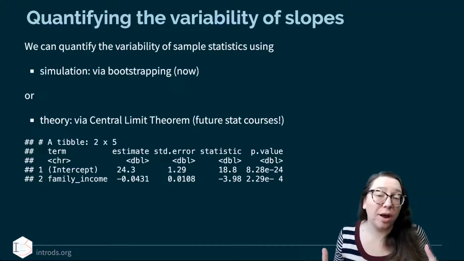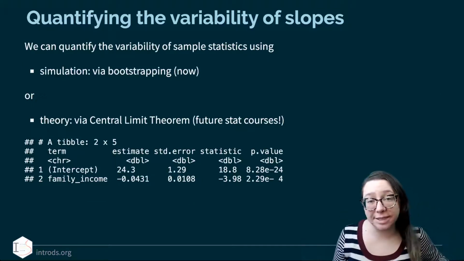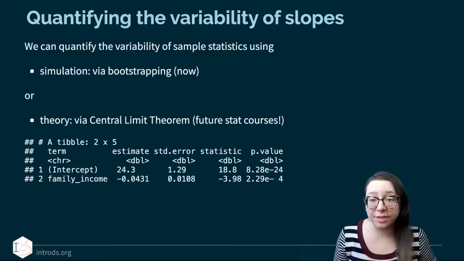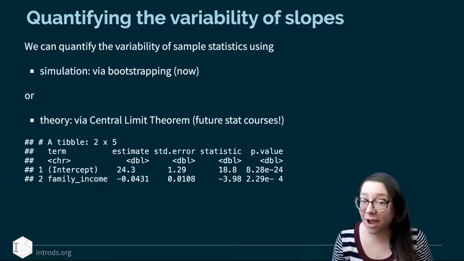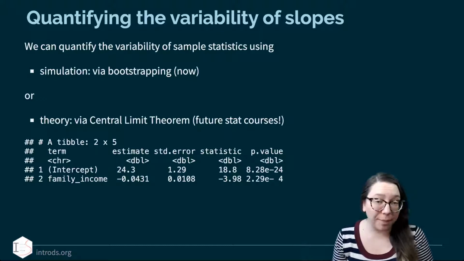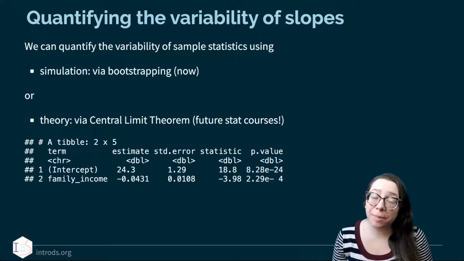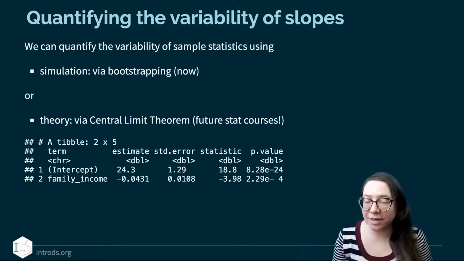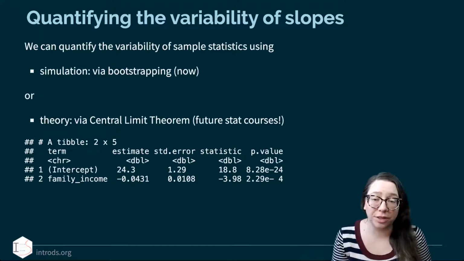So how do we quantify this? We can quantify the variability of a sample statistic using a variety of methods. One of them is via simulation, and that's what we're going to stick with in this video. It's called bootstrapping, and we'll say a little bit more in a second about why it's called bootstrapping, but basically you need to be doing computer simulation to be able to calculate these bootstrap confidence intervals. And that lines up really well with everything that we've been doing so far in the class, so that's what we're going to stick with.